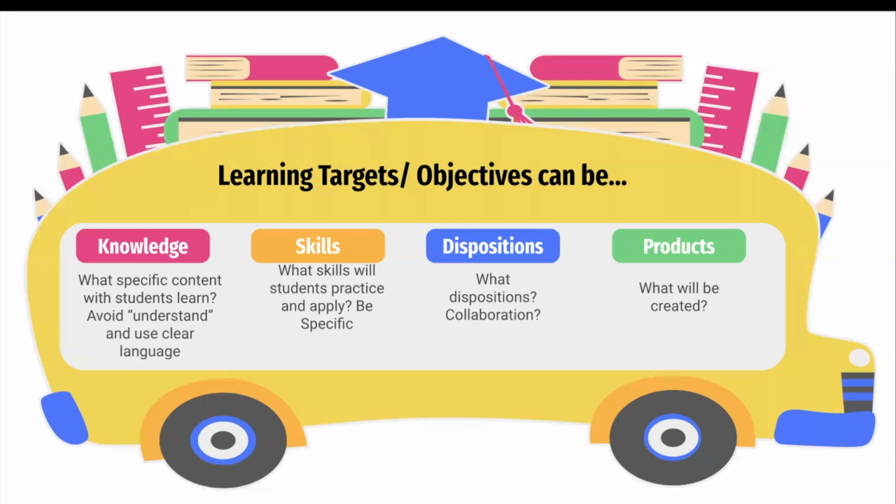It's often more challenging to evaluate, and it requires really helping students to understand what collaboration or active listening might mean. You might need to define the disposition, and you might need to provide students with examples of what it looks like. And lastly, a learning target or an objective could result in a product. What will the students create by the end of the lesson?